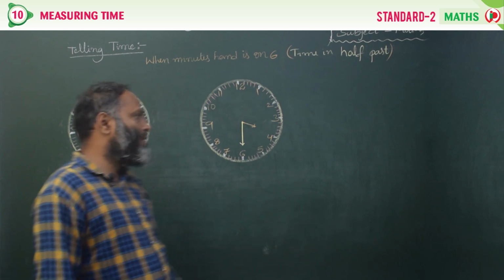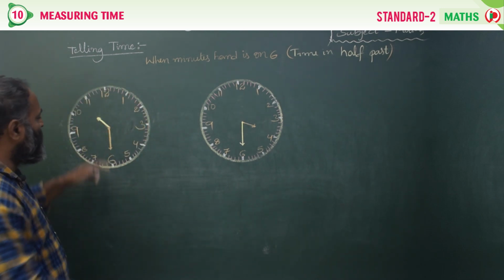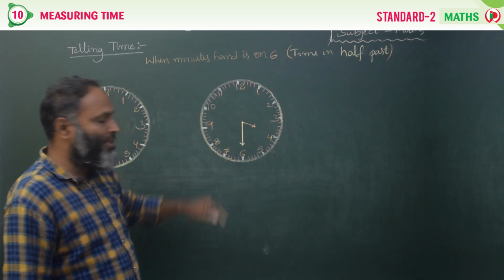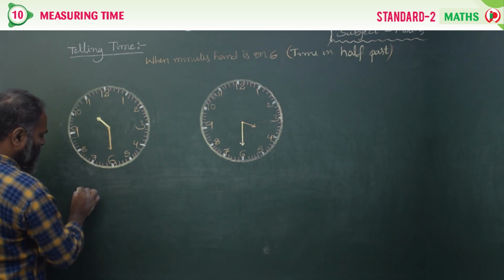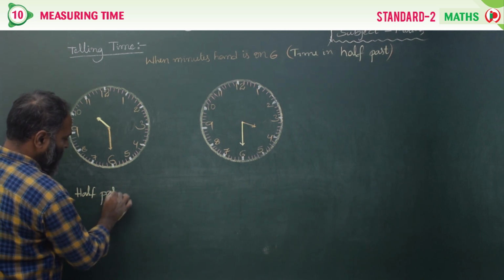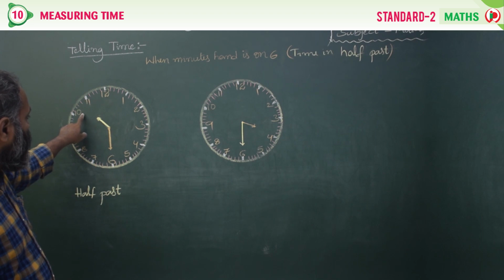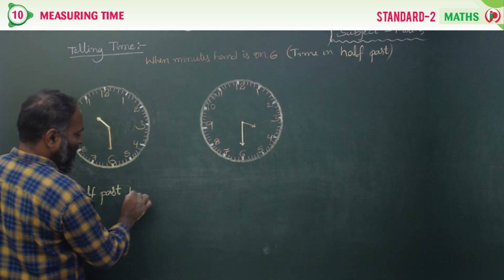Okay, now see here. In these two dials, the minute hand is at 6. So here the time is half past. Why half past? Because the minute hand is at 6. That is why half past. Half past 10 o'clock. Why? The hours hand is at 10, so 10 o'clock.